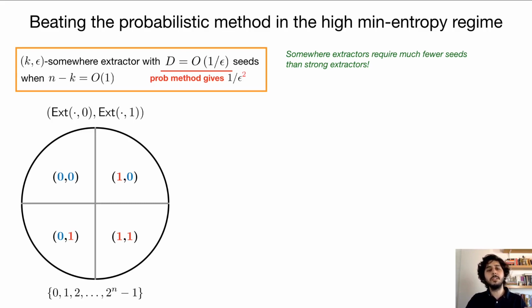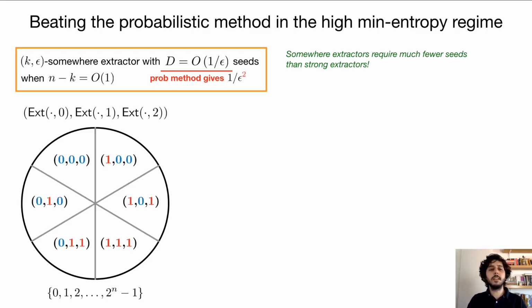So we can generalize this in a straightforward way to more seeds. So for 3 seeds, for example, we would just arrange the 3 lines so that we get 6 slices of the same size, and the output of the somewhere extractor is constant inside each slice.